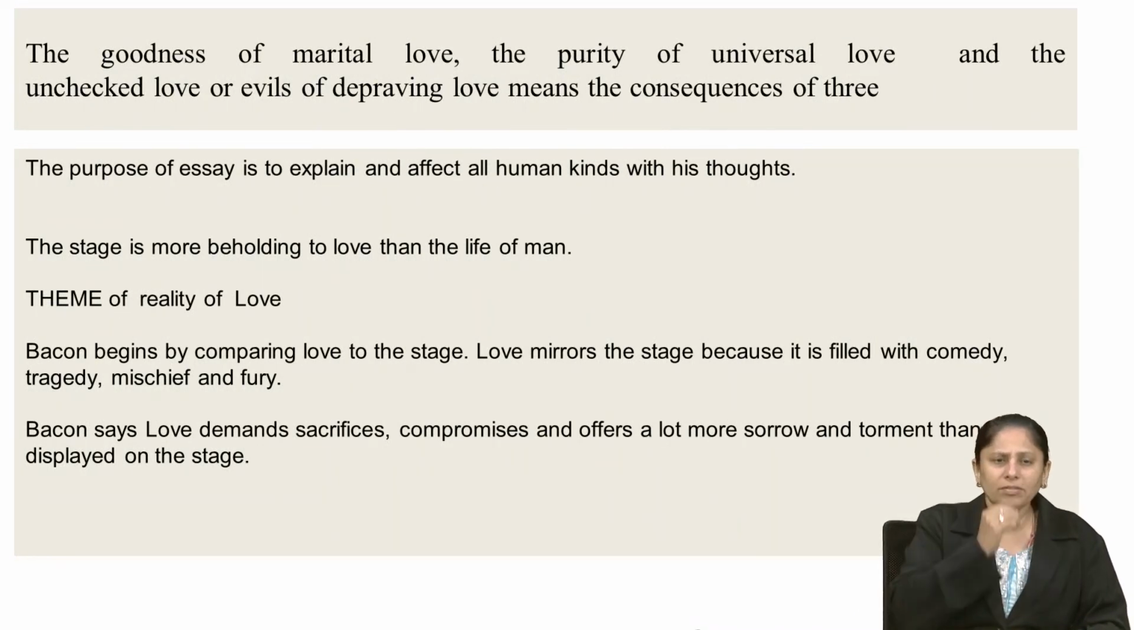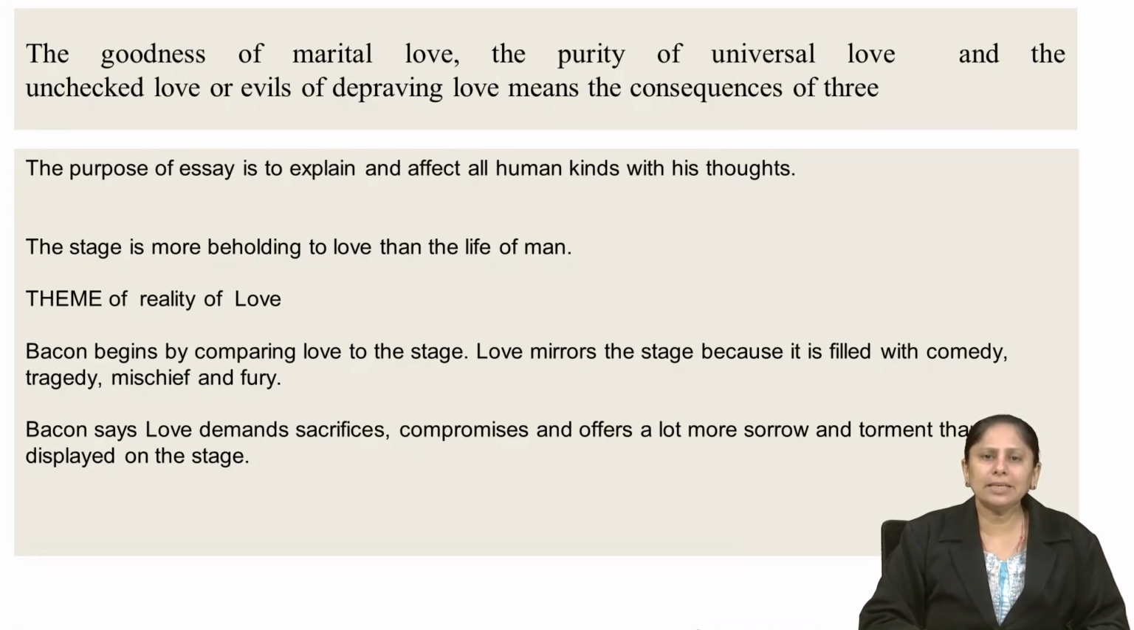Then there are 2 another kinds of love he had discussed in his essay: the goodness of marital love and the purity of universal love. As for example, I give you marital love, you understand the love of husband and wife, and who both are very much faithful and submissive to each other. But the purity of universal love means what? As for example, if you see the lamb in the road, and as for example, if you see the birds flying in the sky, and so one bird comes very near to you and it tries to eat the corns from your hand, this kind of purity of universal love could be considered between the human being and the animals also, human beings and the birds also. And the unchecked love or evils of depraving love means the consequences of these 3. So there are 3 kinds of love Bacon had discussed.